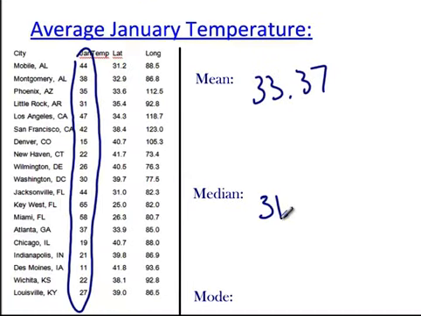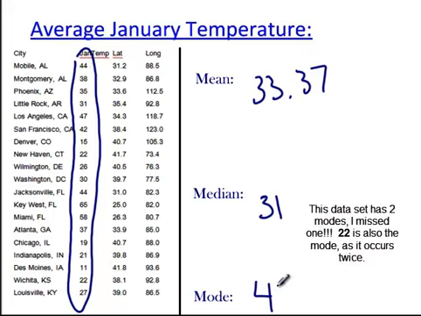For the mode, if you look, which number occurs the most often? Well, you can see that Mobile, Alabama has an average January temperature of 44, and Jacksonville, Florida does as well. So the mode is 44.